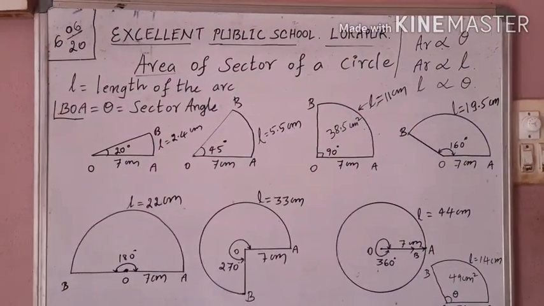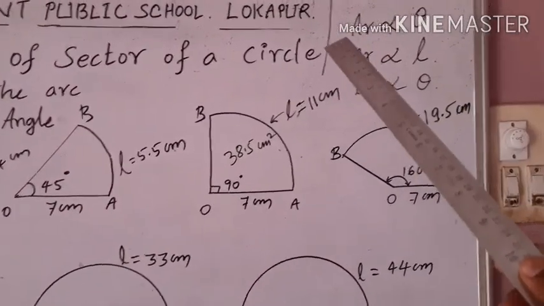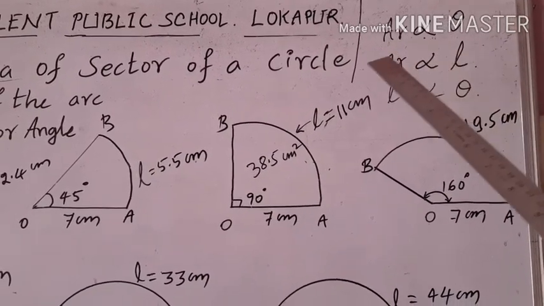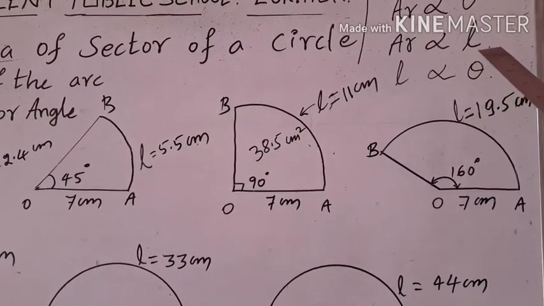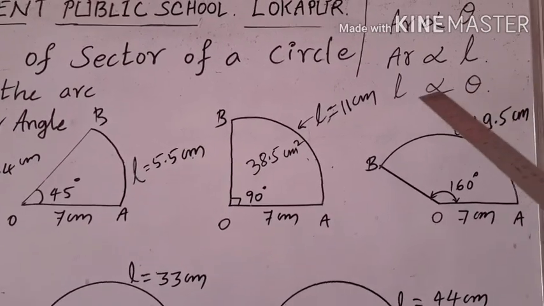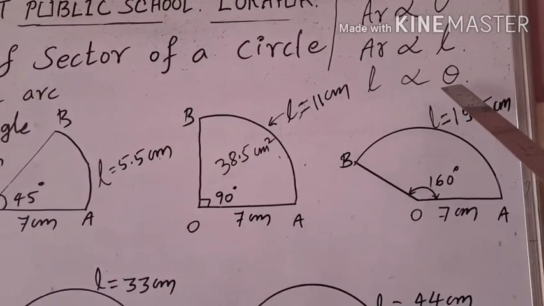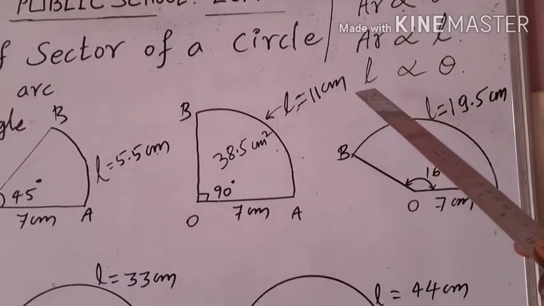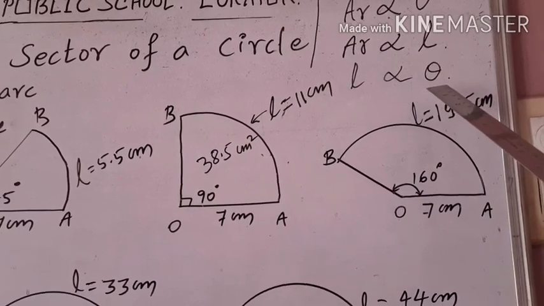So children, so far we have seen that the area of the sector is directly proportional to the sector angle, and the area of the sector is also directly proportional to the length of the arc of the sector. But this is also clear that as the length of the arc increases, the central angle increases, and hence the area increases. Or if the length of the arc of the sector decreases, then the central angle decreases, then the area also decreases.